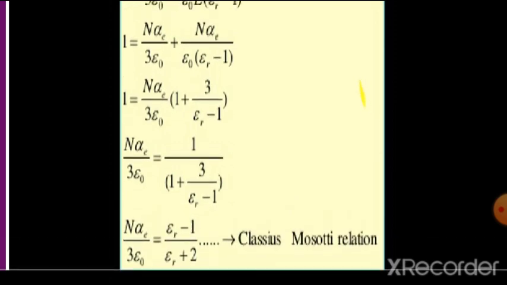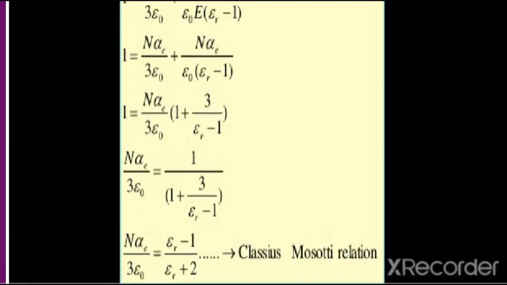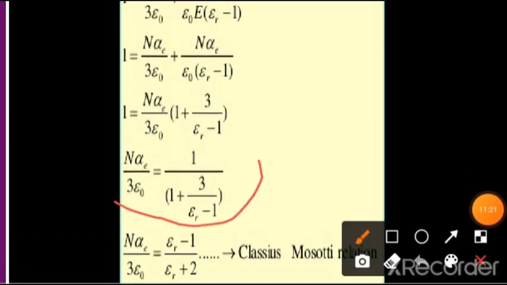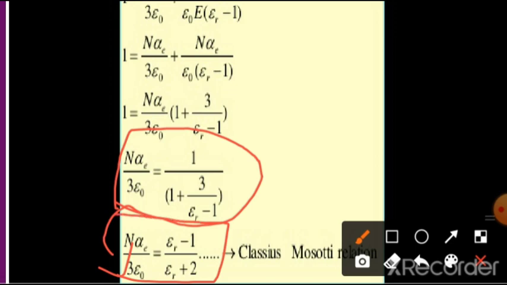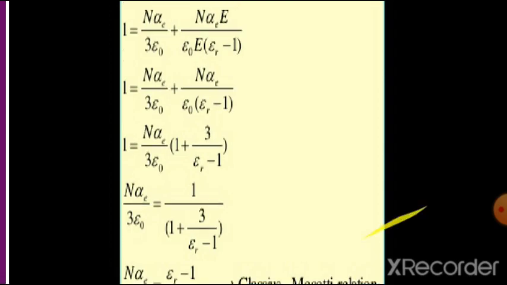By arranging all these equations, finally we get this equation, and this can be transformed into this equation. This equation is called the Clausius-Mossotti relation: n alpha e by 3 epsilon naught is equal to epsilon r minus 1 by epsilon r plus 2. This equation is called the Clausius-Mossotti equation.